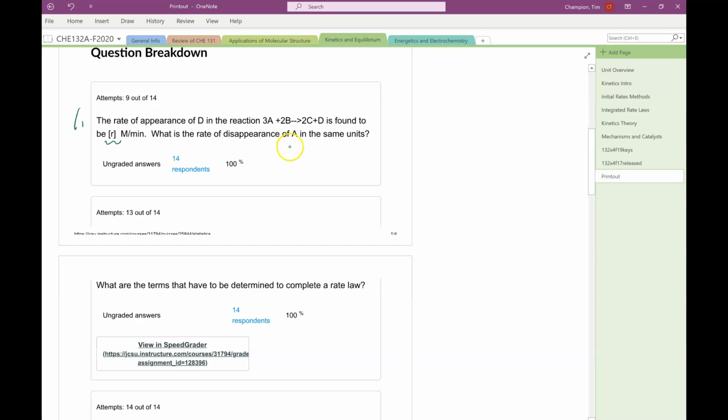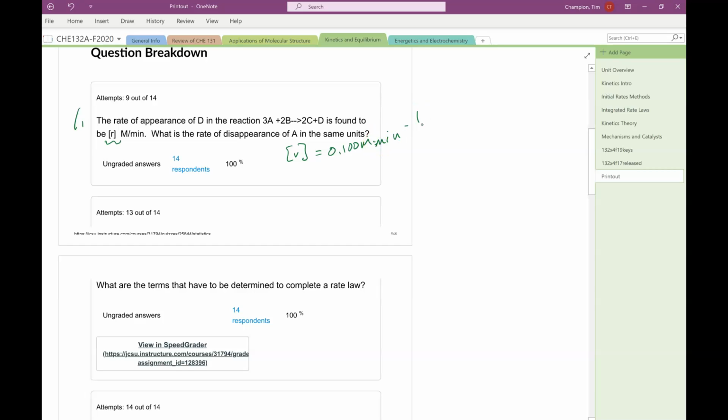Let's say that bracket R. Let's say for the argument, let's take an argument that the disappearance of D was found to be 0.100 molar per second, right? Or molars per minute. I guess I specified that unit over there. So molars per minute.